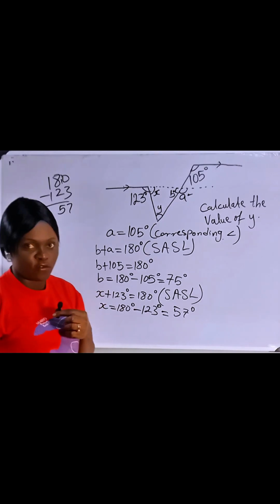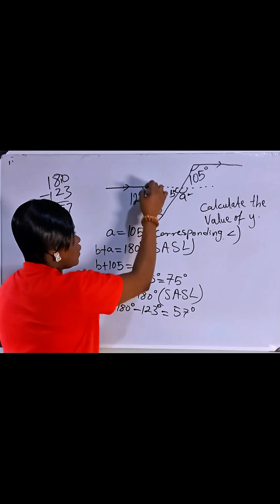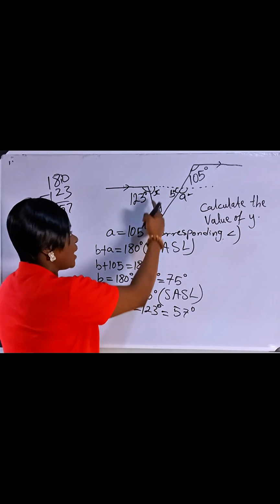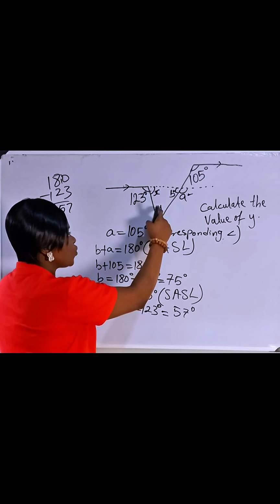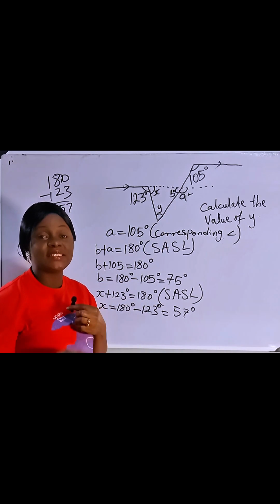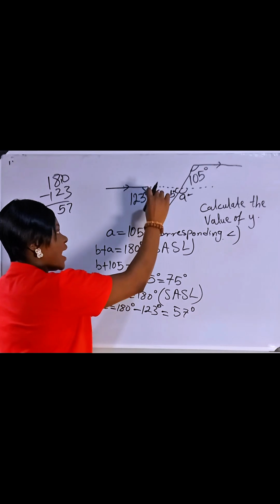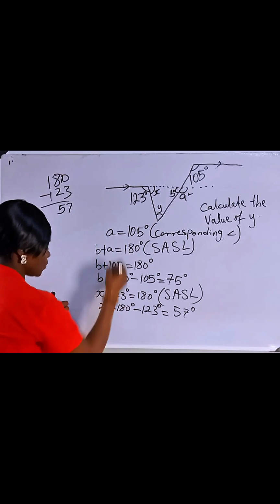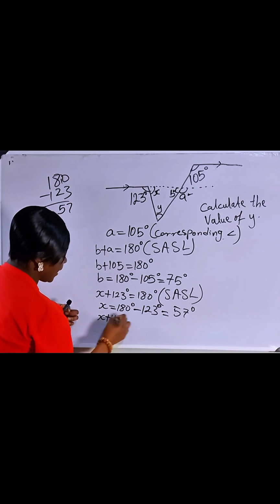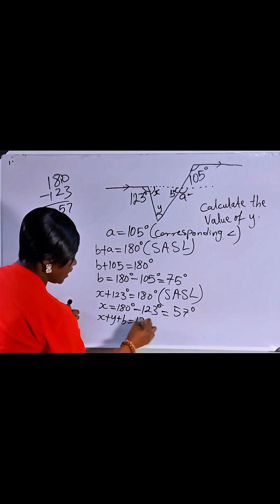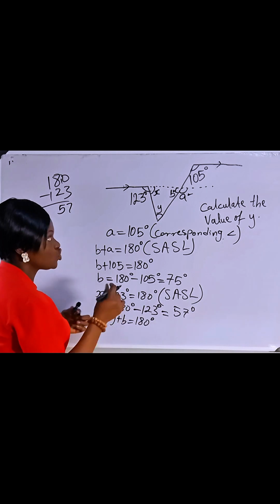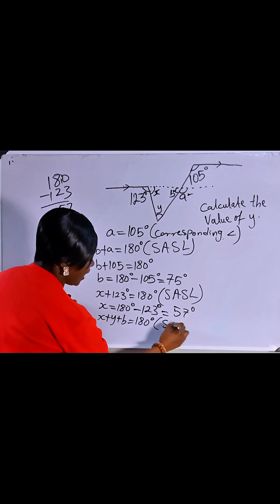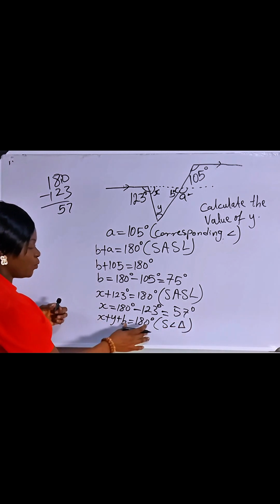So how do we get the value of Y? Looking at this, we can see that this place formed a triangle. That means that the sum of A, B, and Y equals 180 degrees, because the sum of the angles in a triangle is 180 degrees. So we are going to have X plus Y plus B equals 180 degrees. That is the sum of the angles in a triangle. The sum of the angles in a triangle equals 180 degrees.